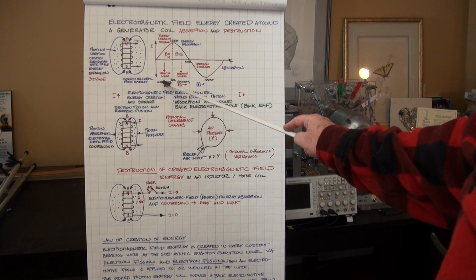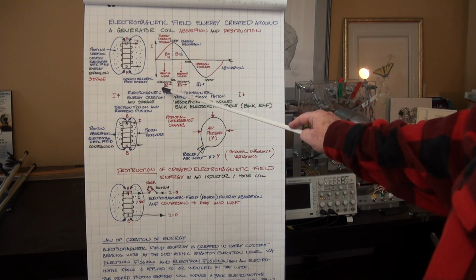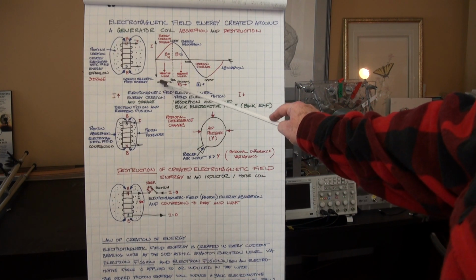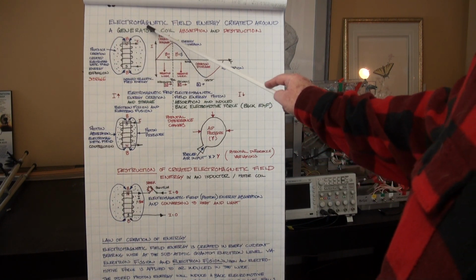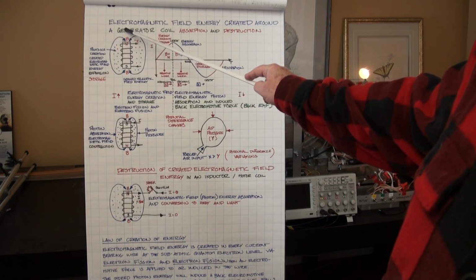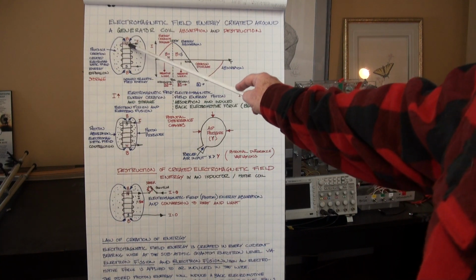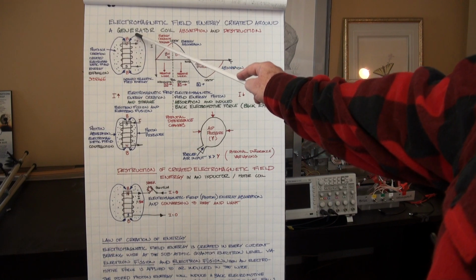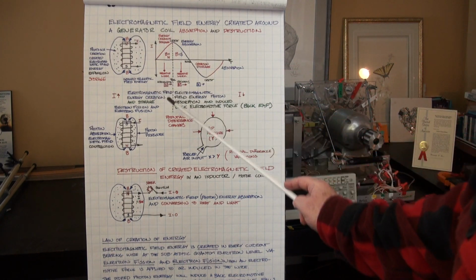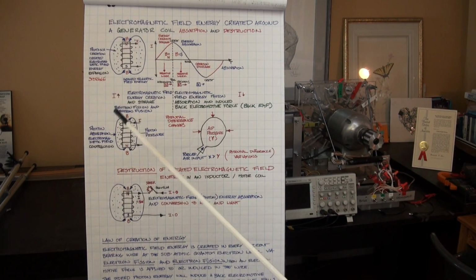increases. And in this scenario, we have a North Pole magnet that is approaching the generator's coil here, and the induced magnetic field around the generator coil is performing negative work and reducing the kinetic energy of the approaching magnetic field according to Lenz's law of induction and the law of creation of energy.